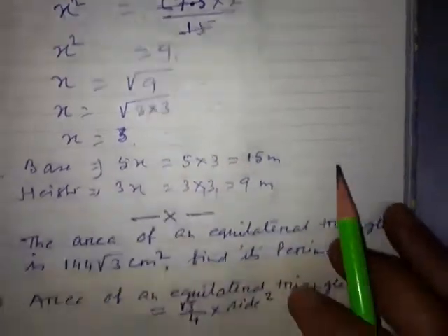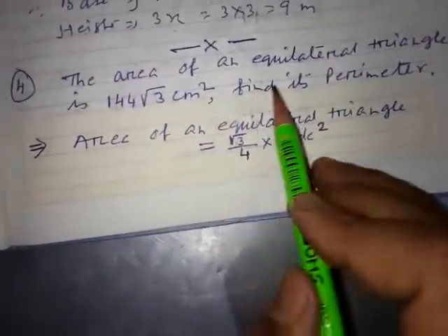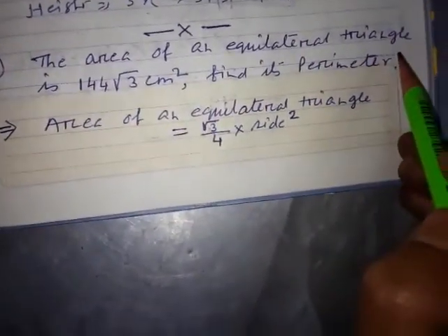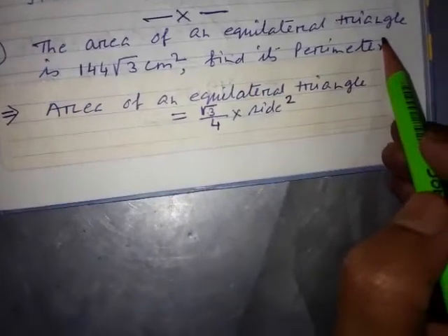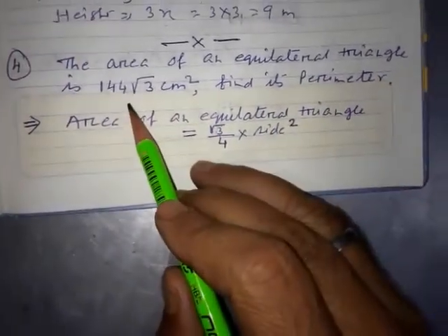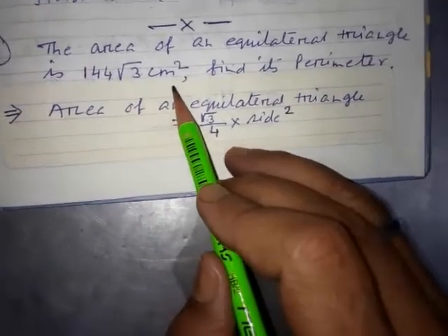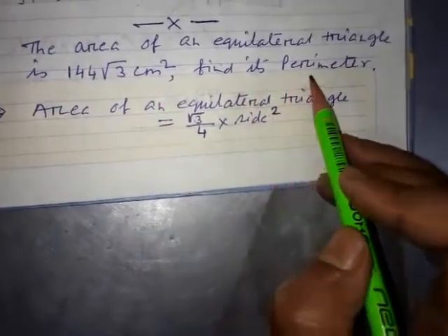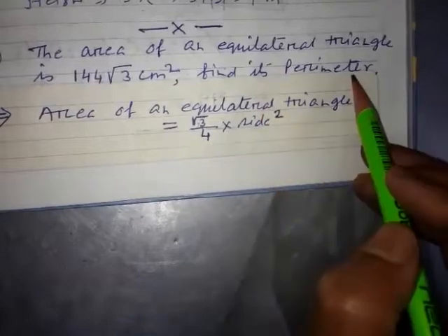Now the fourth question and last question for today. The area of an equilateral triangle. Whatever formula I had given you, all those varieties of problem I am solving it. The area of an equilateral triangle is given there. 144 root over 3 centimeters square. Find its perimeter.